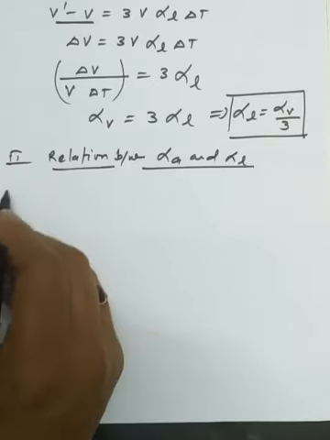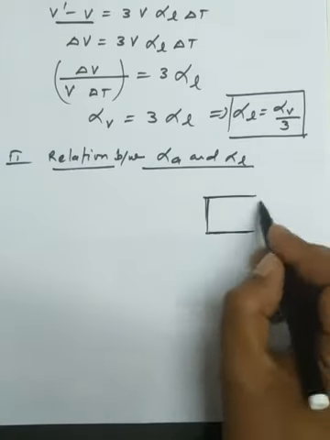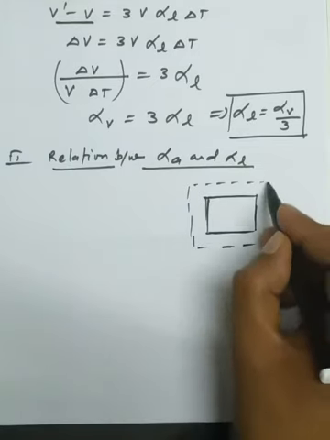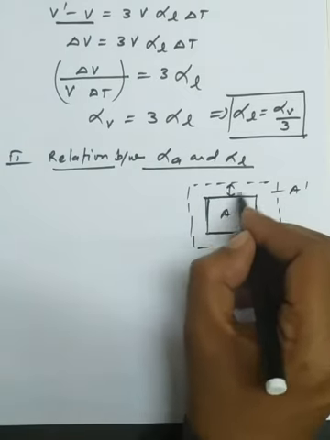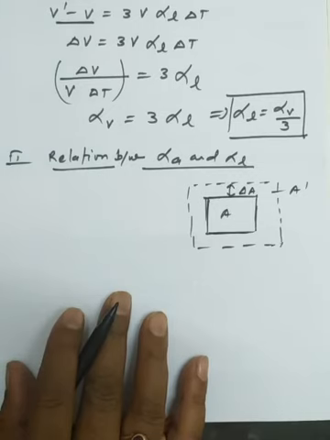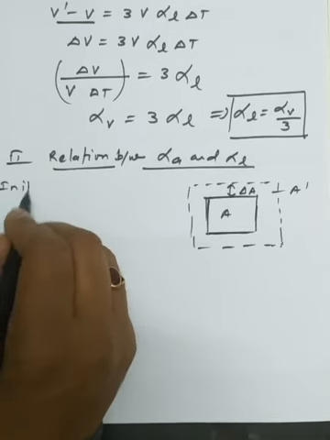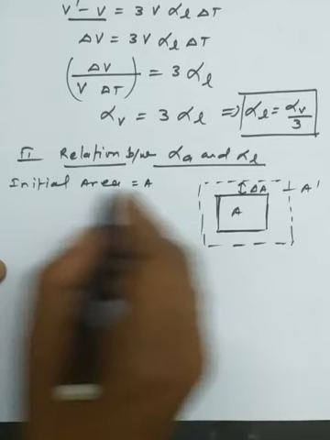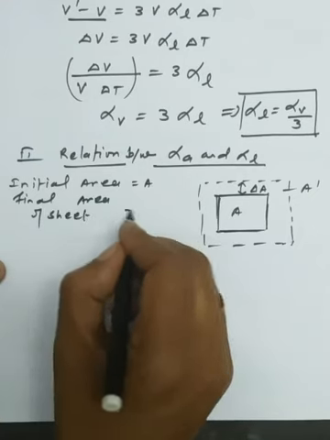Okay, now this is the initial area, this is the final area, and this is the change in the area, that is called delta A. As we know the simplest concept, here we are making a change in the length. I am just writing some words here: the initial area is called A, and the final area of the sheet is called A dash.